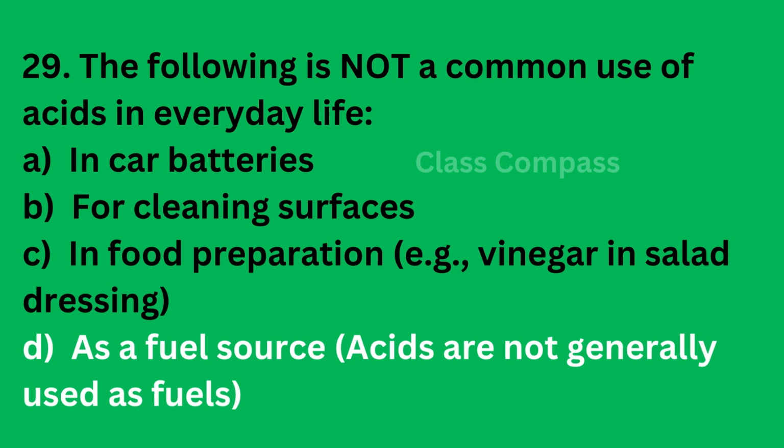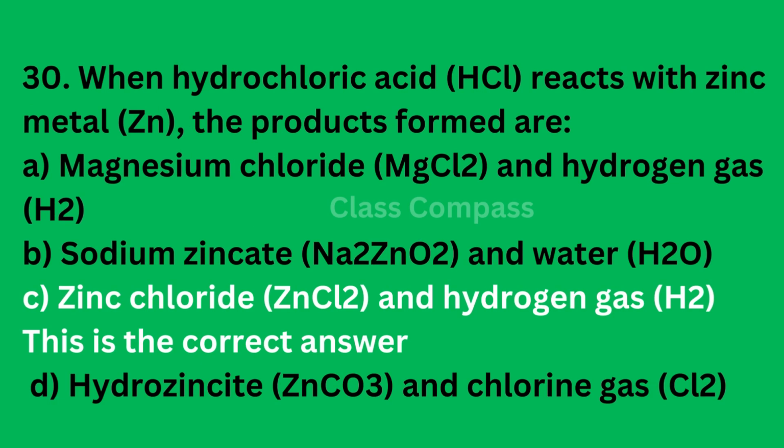Answer is D. 30. When hydrochloric acid, HCl, reacts with zinc metal, Zn, the products formed are A. Magnesium chloride, MgCl2, and hydrogen gas, H2. B. Sodium zincate, Na2ZnO2, and water, H2O. C. Zinc chloride, ZnCl2, and hydrogen gas, H2. This is the correct answer. D. Hydrozincite, ZnCO3, and chlorine gas, Cl2.